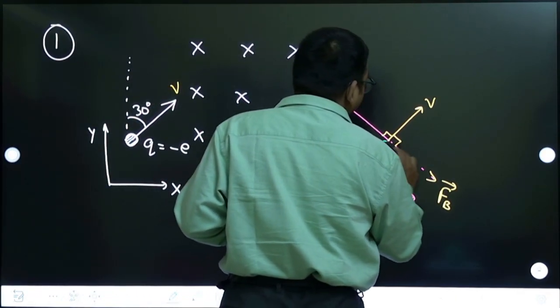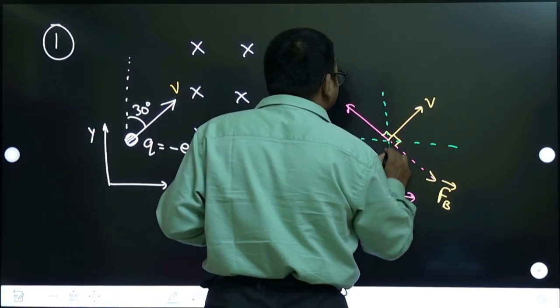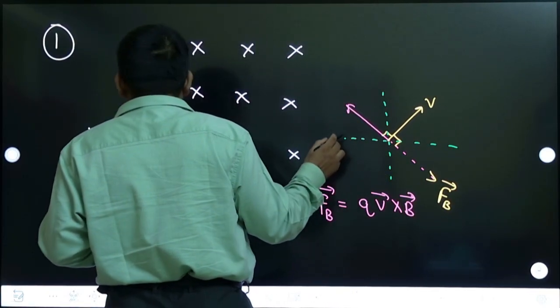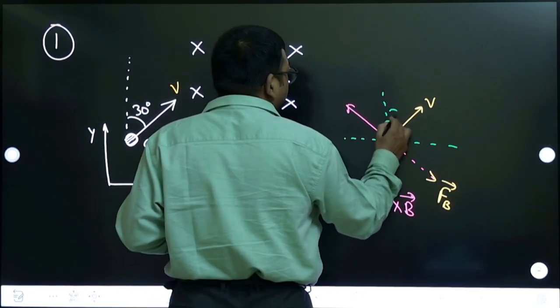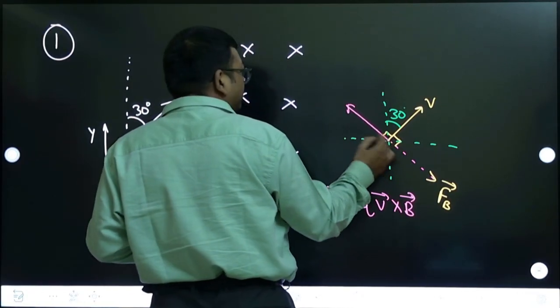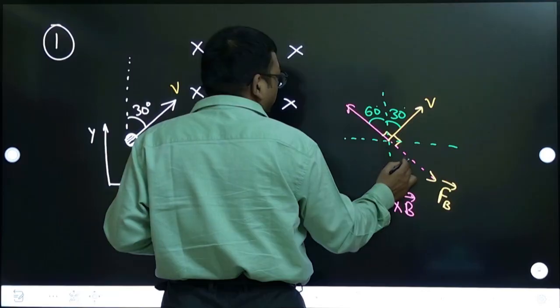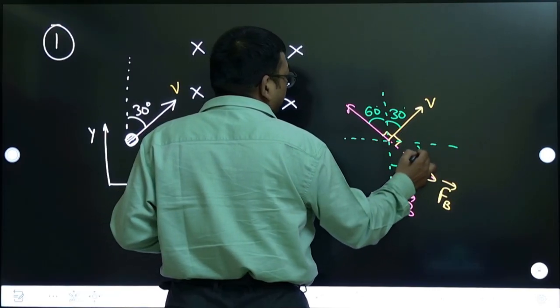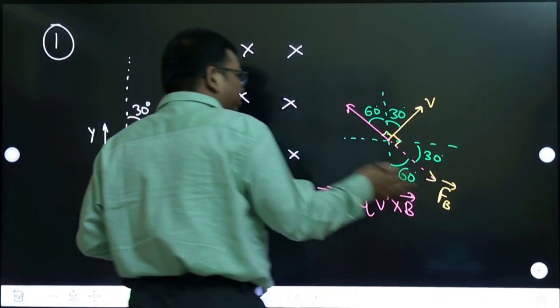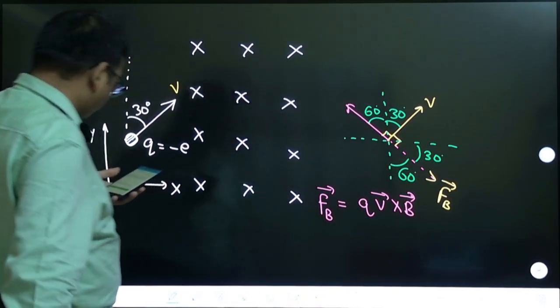Now look here at the angles, right? This angle is 30 degrees. Look here, the angle is 30 degrees. This angle is 60 degrees. So this angle is also 60 and this angle is also 30 degrees, right? That's all. Over. Now you match with the options.